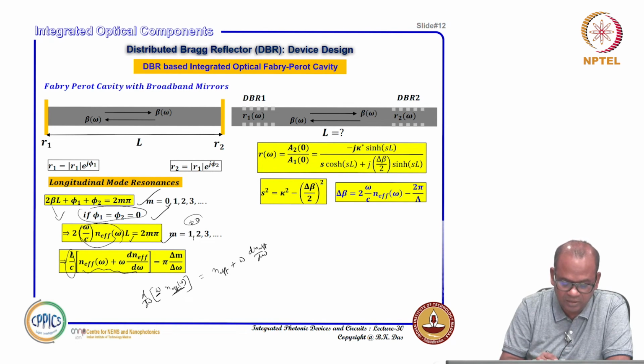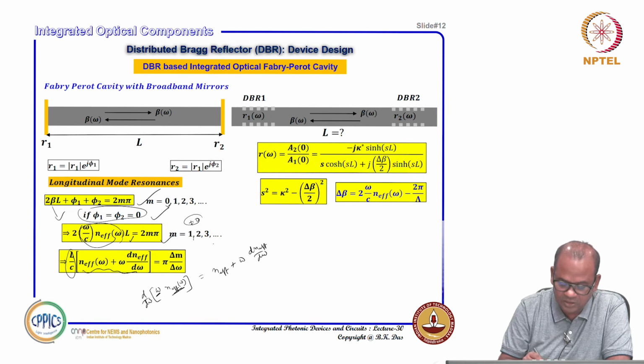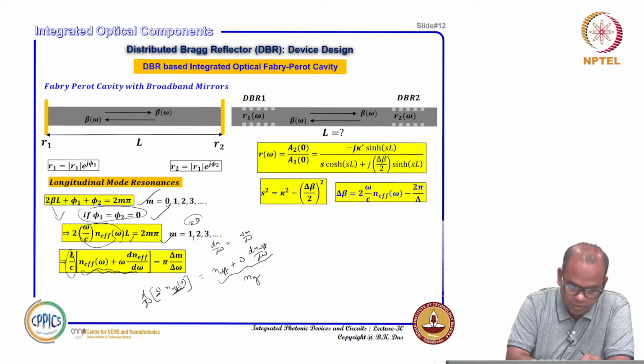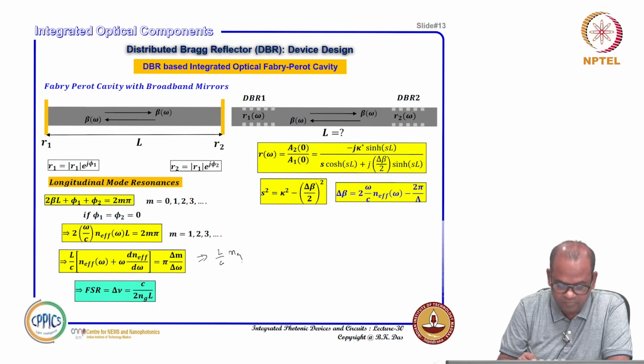On the right hand side, what would be the variable? 2 pi is constant. The variable could be m. M varies as 1, 2, 3, so there are discrete variations. That is why, for differentiation, instead of dm by d omega, we write delta m by delta omega, because delta m takes discrete values. And this value is nothing but the group index, which we have discussed earlier. So in that case we can write L by c, Ng equals pi delta m by delta omega.